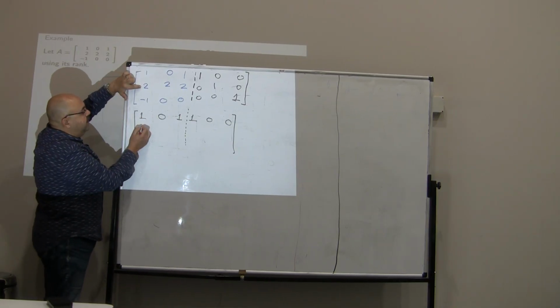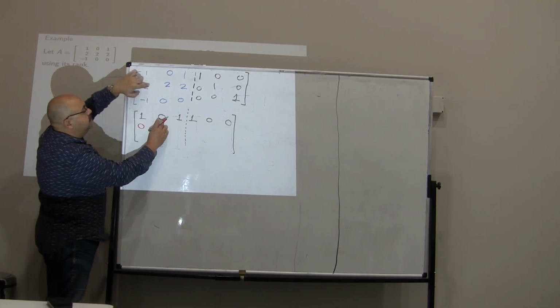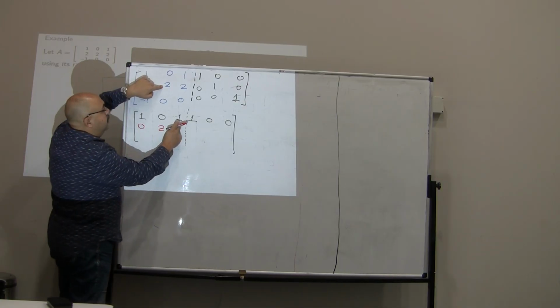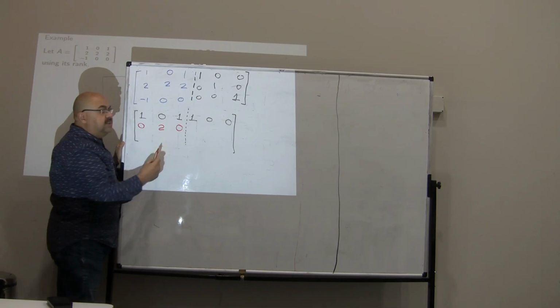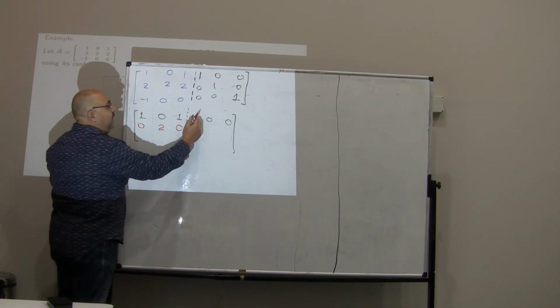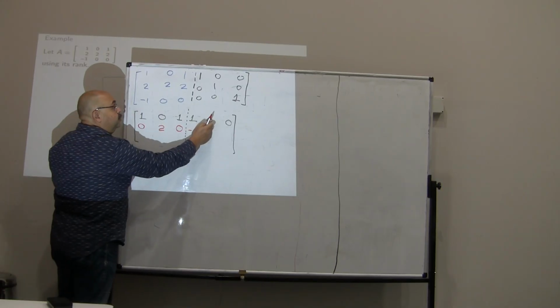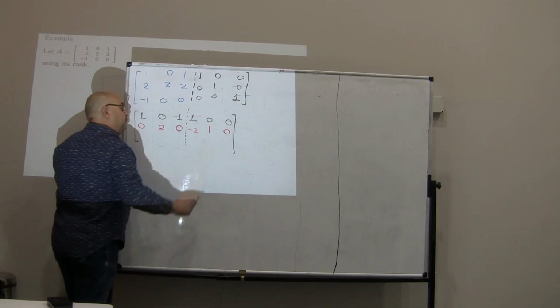Negative 2 plus 2, the result will be 0. Once more, negative 2 times 0 plus 2 is going to be 2. Negative 2 times 1 plus 2 is going to be 0. Continue: multiplying negative 2 and adding to 0, it's going to be negative 2. Negative 2 times 0 plus 1, it's 1. Negative 2 times 0 plus 0, it is 0.